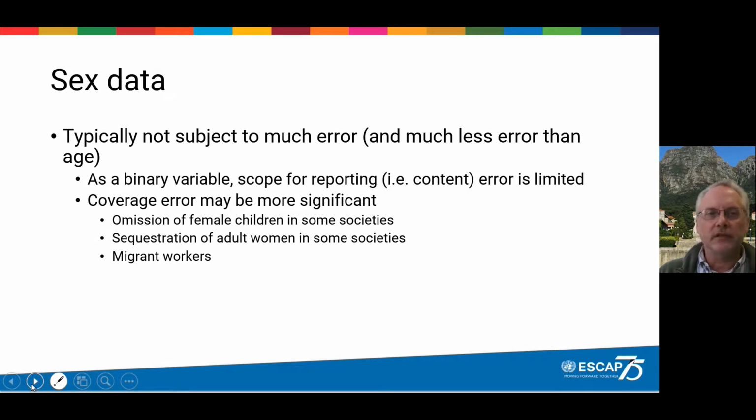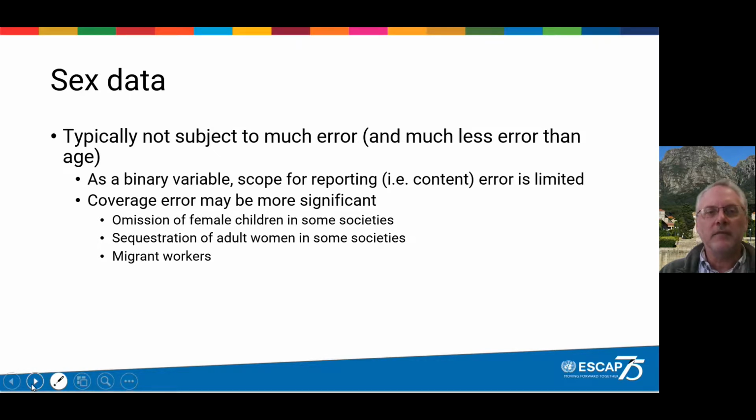Turning to the evaluation and assessment of data on sex collected in a census or a survey. Typically, these are not subject to much error, and certainly to much less error than is encountered with respect to age. As a binary variable, male, female, the scope for reporting or content error of sex data is much more limited than it is in the case of age.